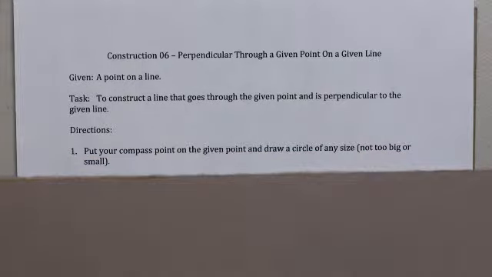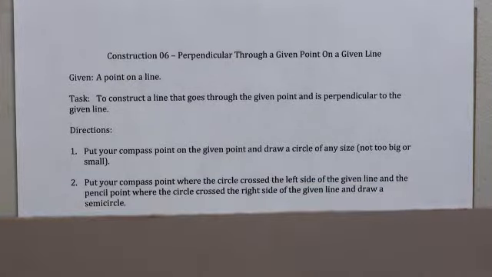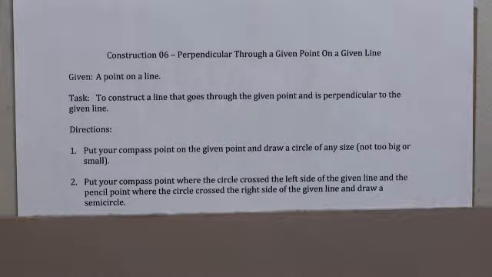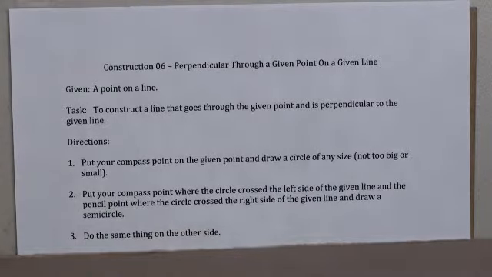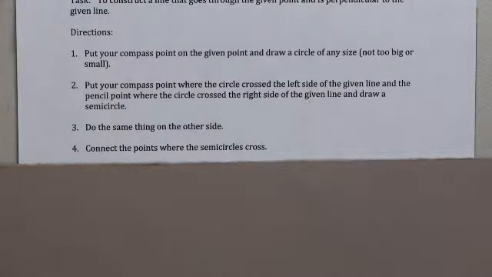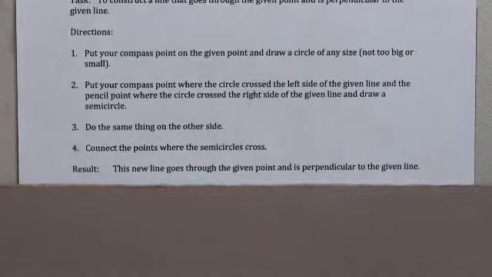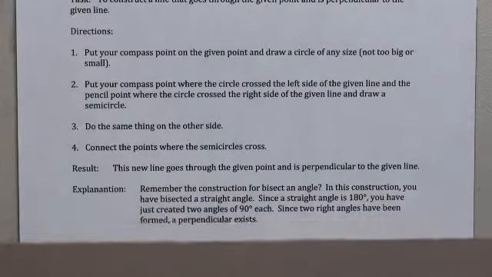And here's the directions. Put your compass point on the given point and draw a circle of any size, but you don't want to make it too big or too small. Put your compass point where the circle crossed the left side of the given line and the pencil point where the circle crossed the right side of the given line and draw a semicircle. Do the same thing on the other side. Connect the points where the semicircles cross. This new line goes through the given point and is perpendicular to the given line.